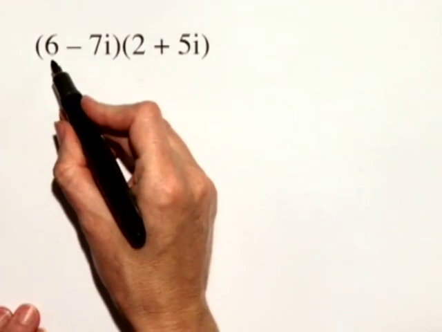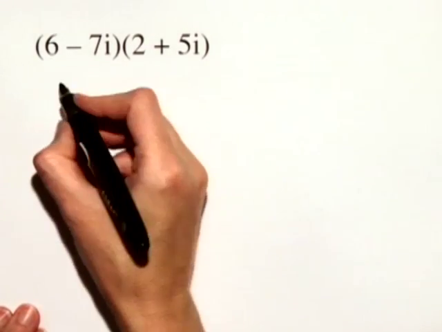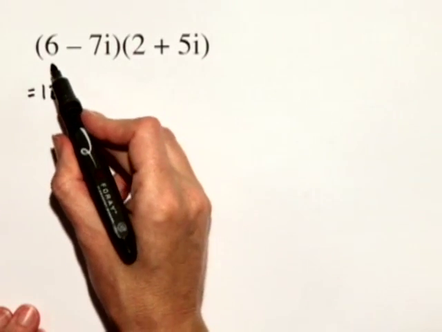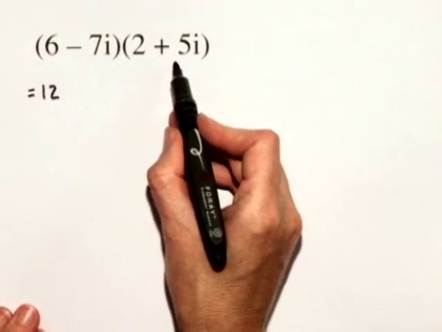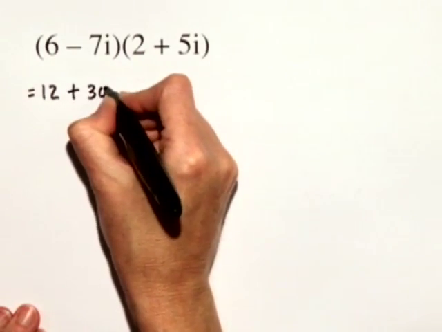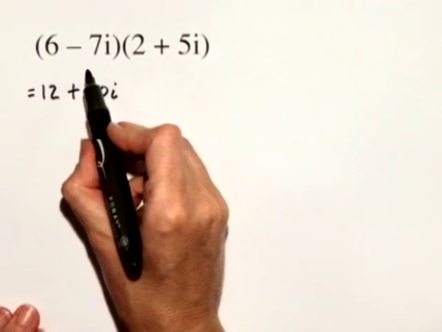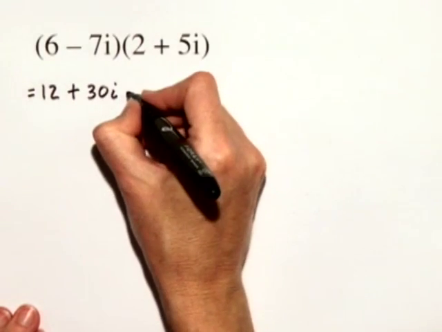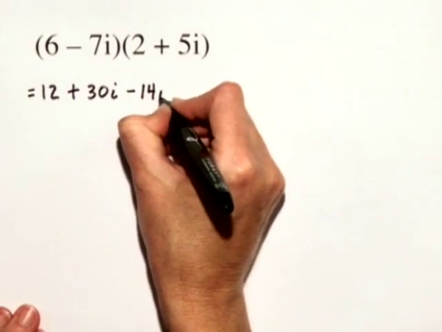We'll multiply the first two terms, 6 times 2, and get 12. The outside terms, we have 6 times positive 5i, and that gives us plus 30i. For the inside terms, we have negative 7i times 2. That gives us minus 14i.